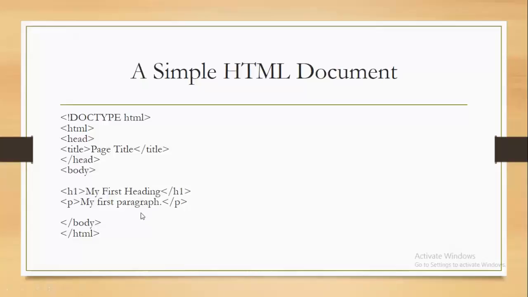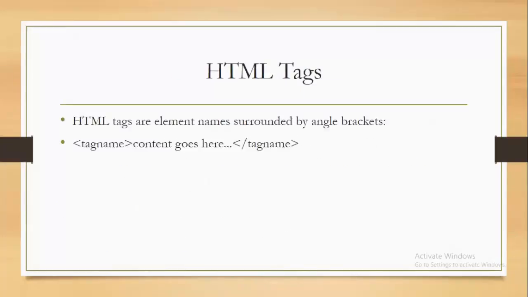So far, you've heard me mentioning tag. So what are tags all about? HTML tags are element names surrounded by angle brackets. So this is the syntax for an HTML tag. You have a less than sign and then the name of the tag and then a greater than sign. And then you put in the contents of your tag. So the contents of your tag go here and then you close your tag. You close your tag with a / and every tag that is open has to be closed. It is mandatory that you close every tag that you open.